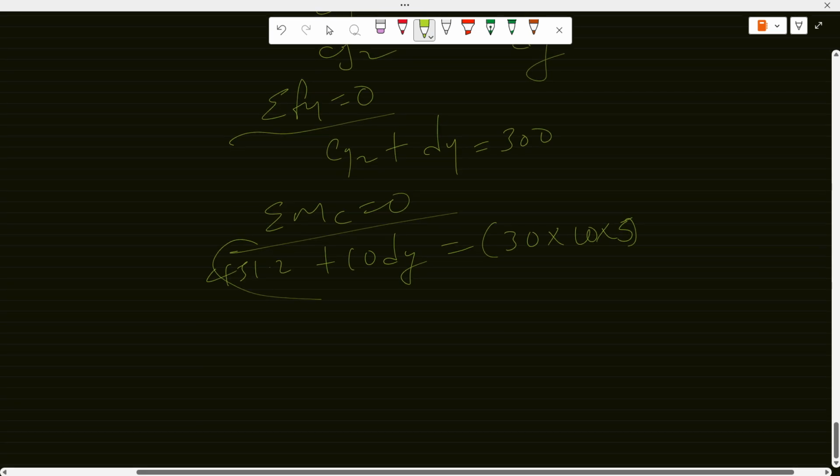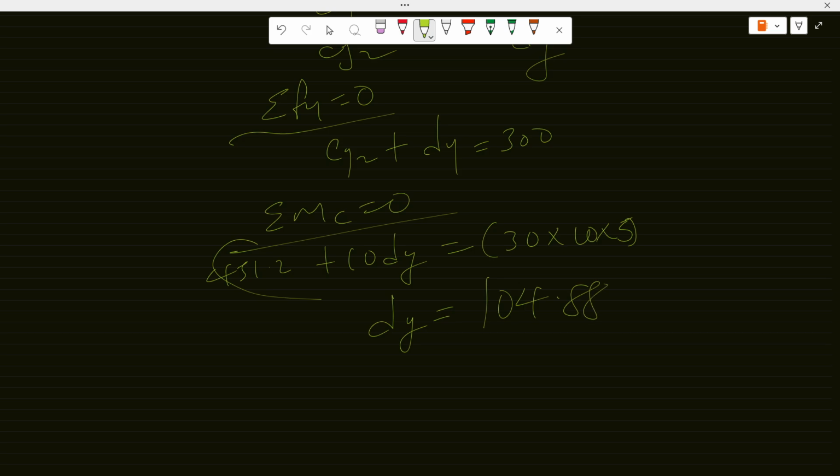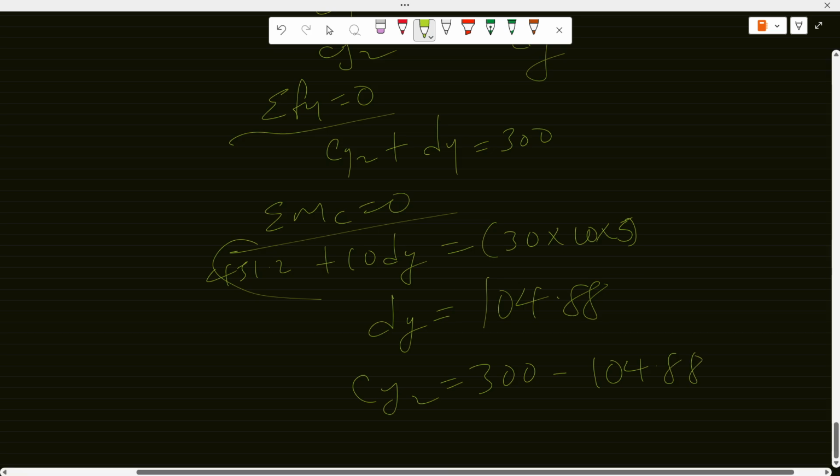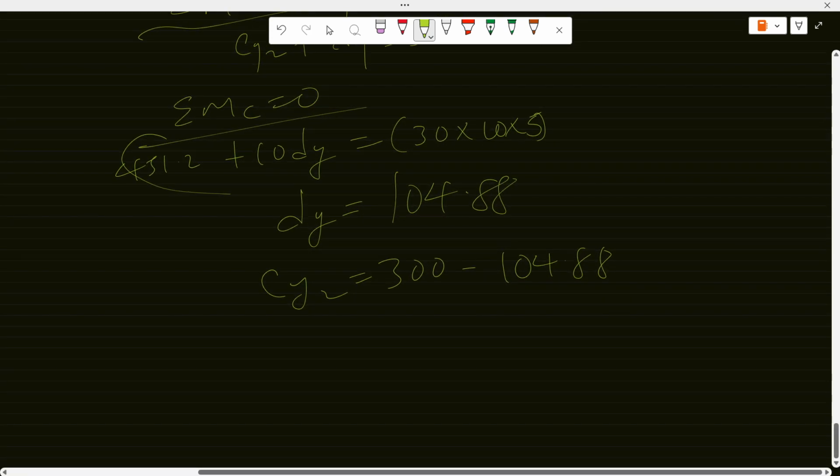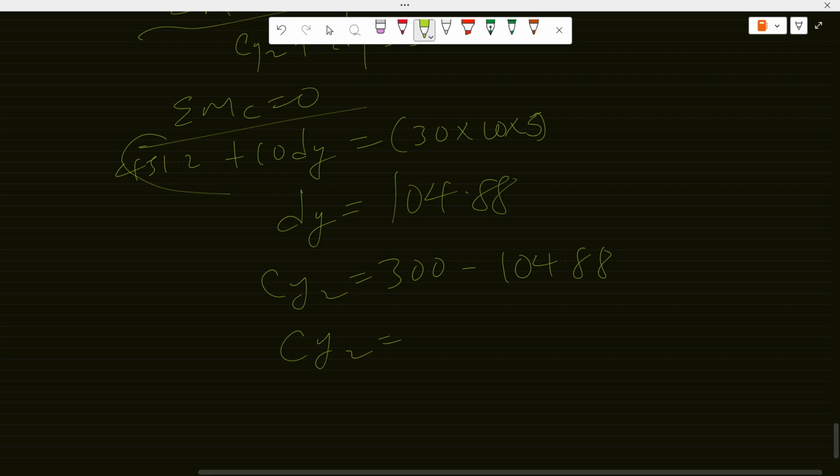So DY is equal to 104.88. Then I can now say that CY2 is equal to 300 minus DY, which is 300 minus 104.88, and we'll be having 195.12 kilonewtons.